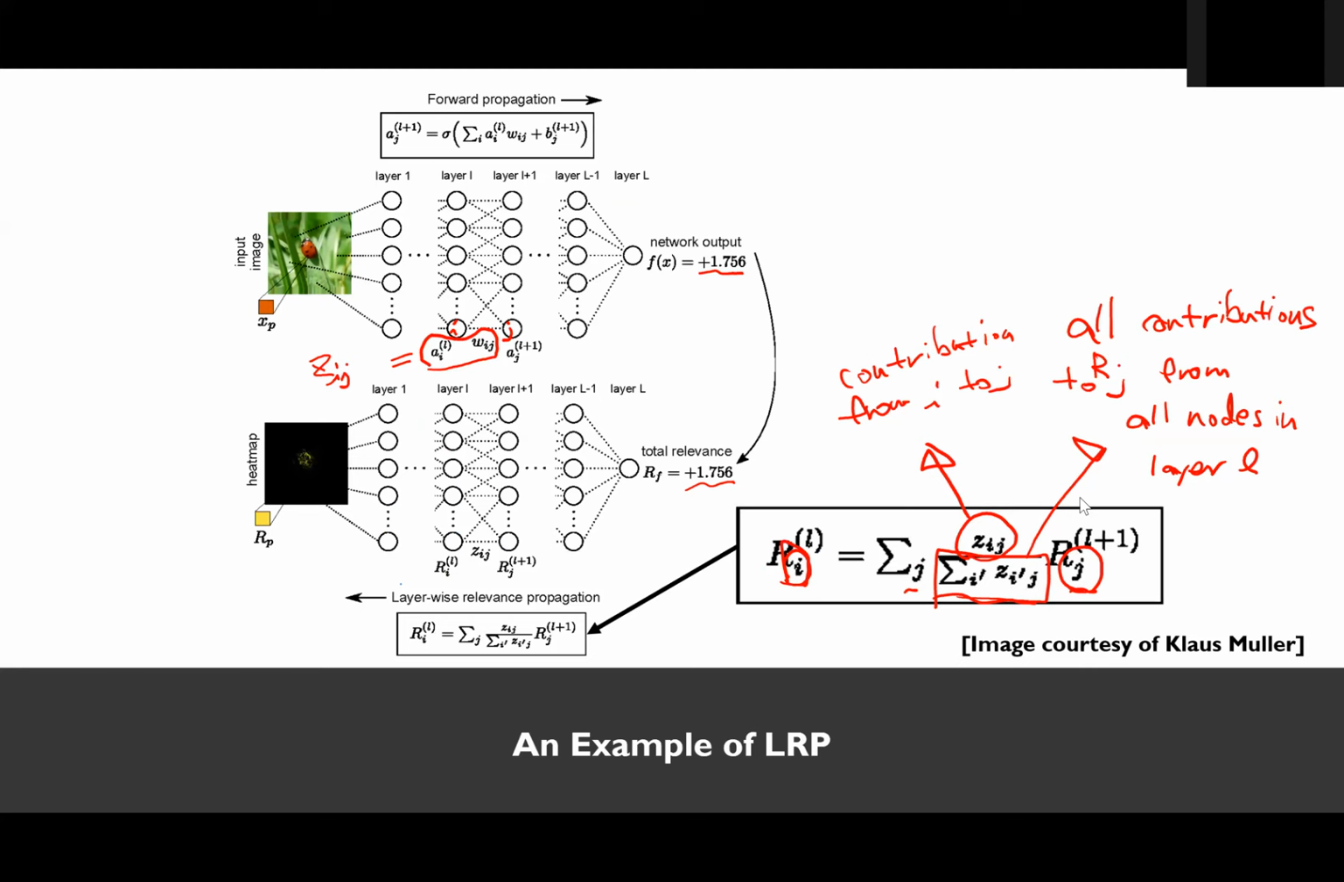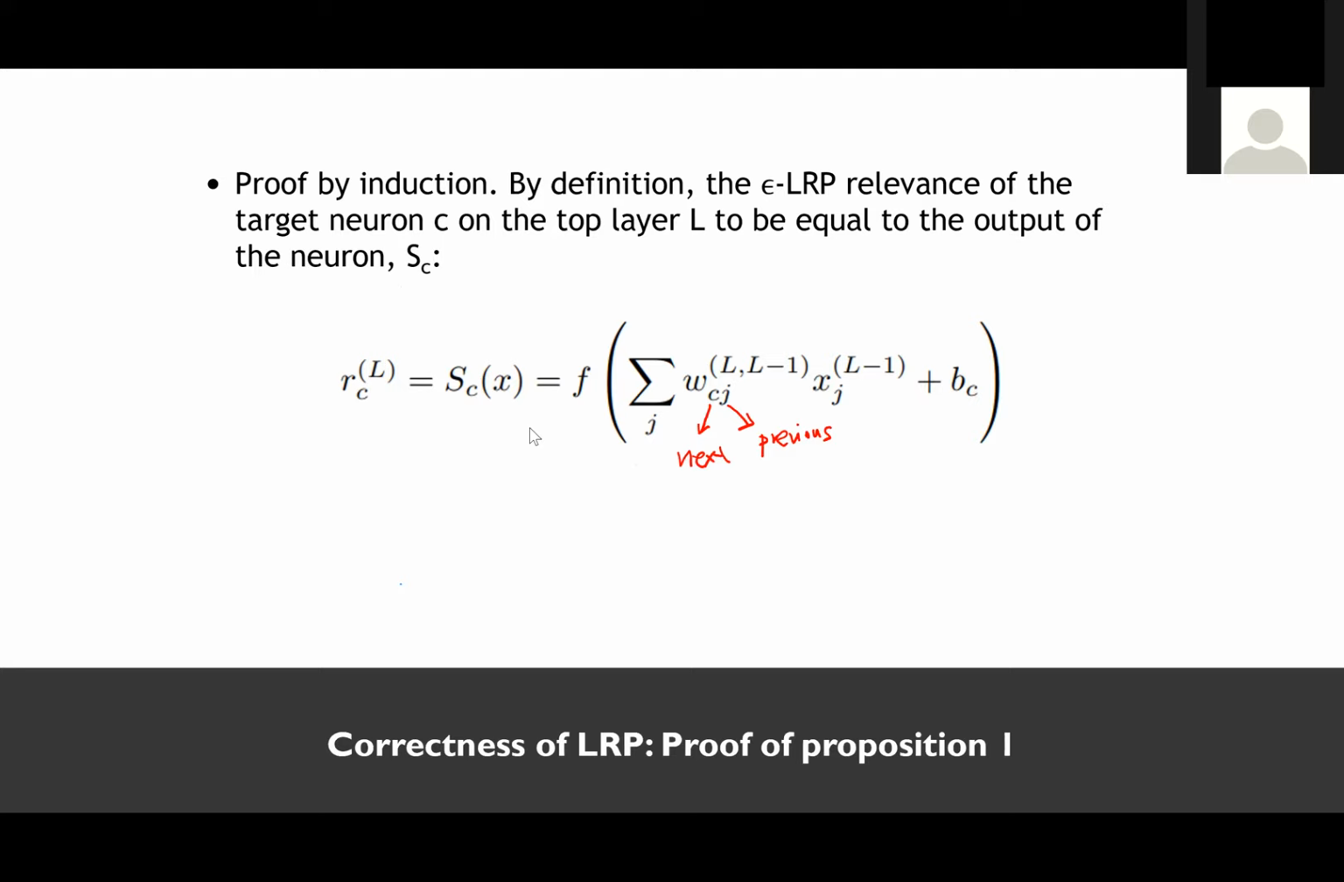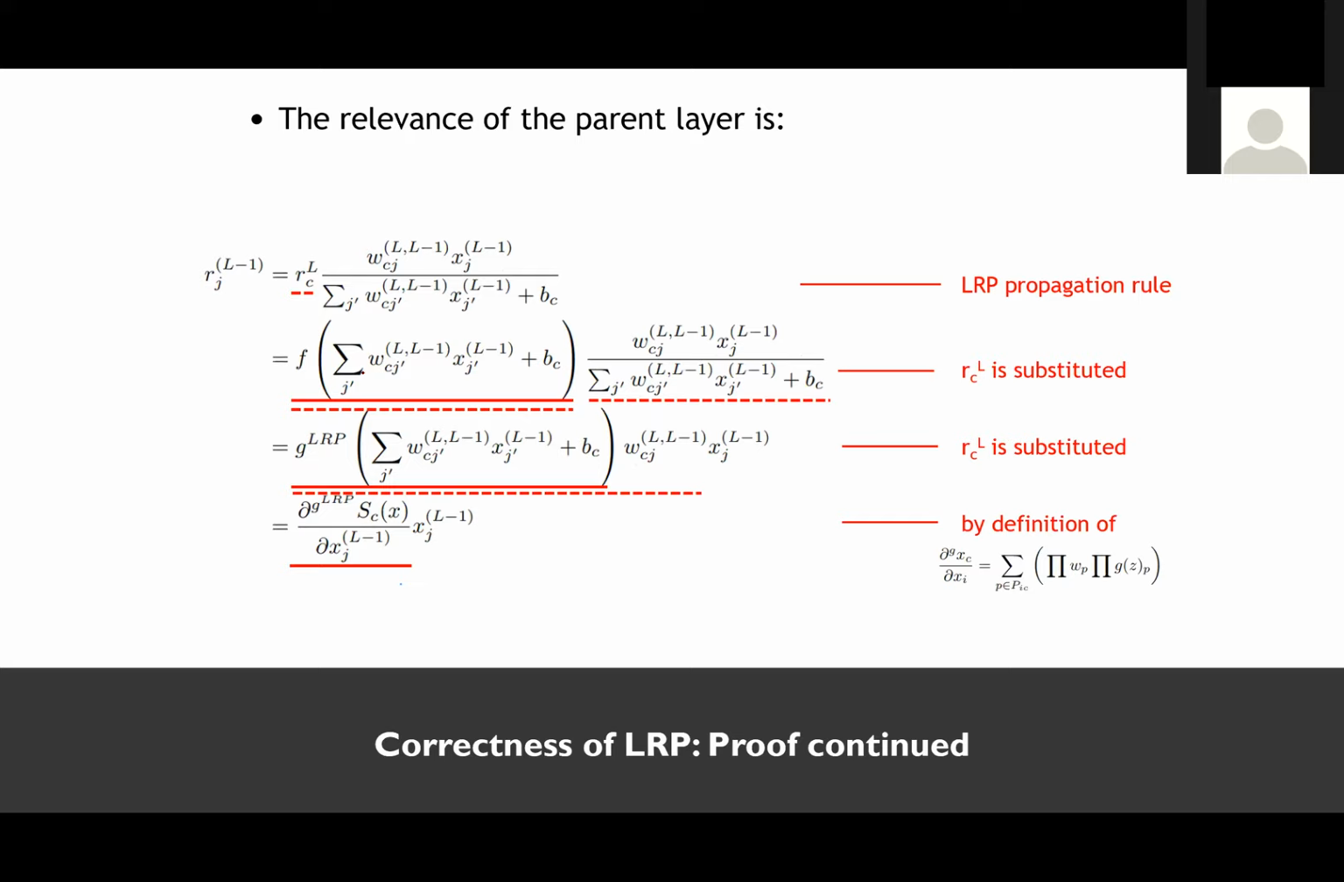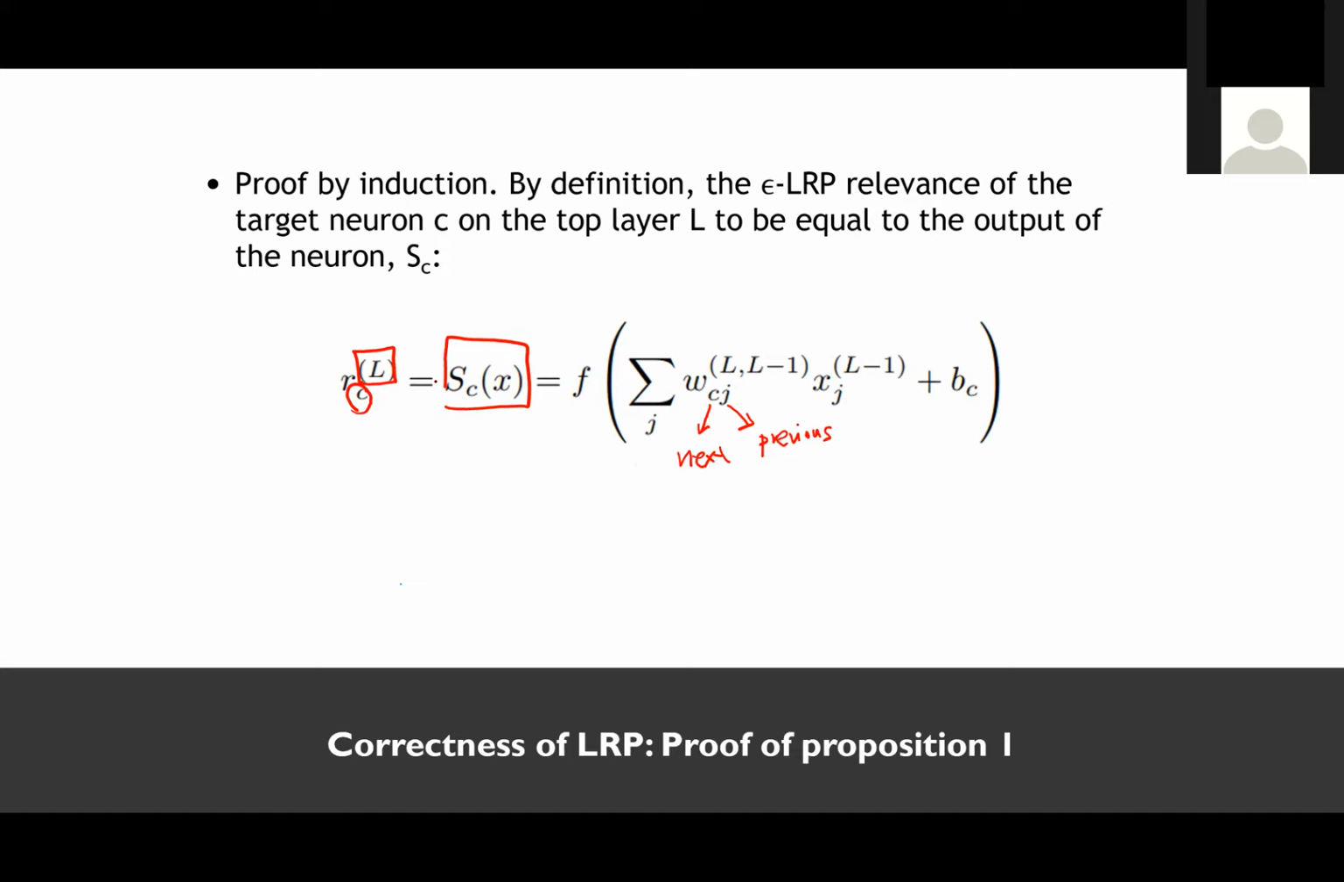So then, epsilon LRP relevance on the top layer. This is in the layer L, the top layer, and class C. So we decide that, and this will only take the output of the class C. Out of all the classes, we will get only the certain one. Right, so that is actually the value that we will get.